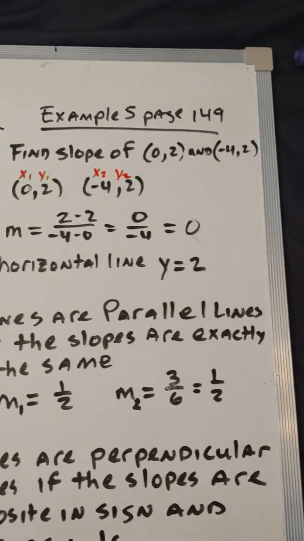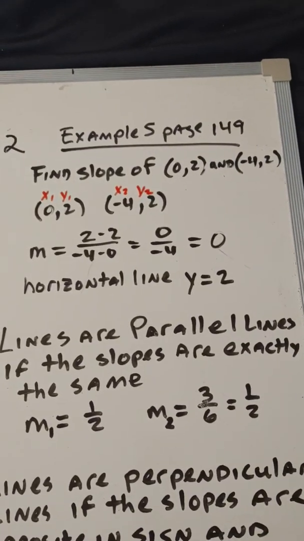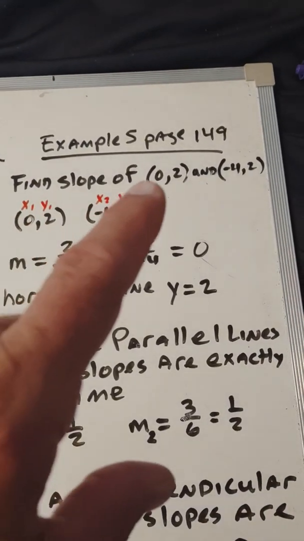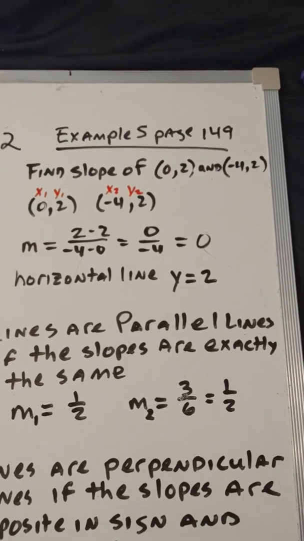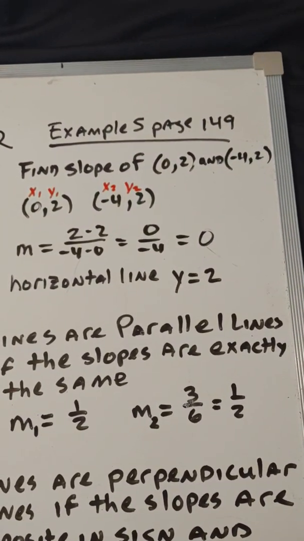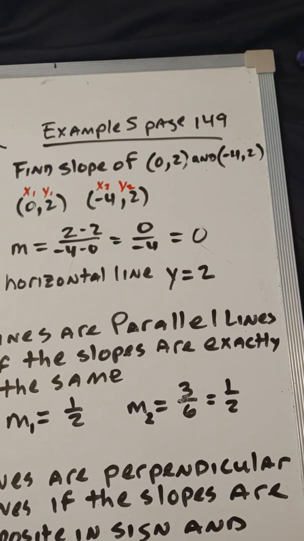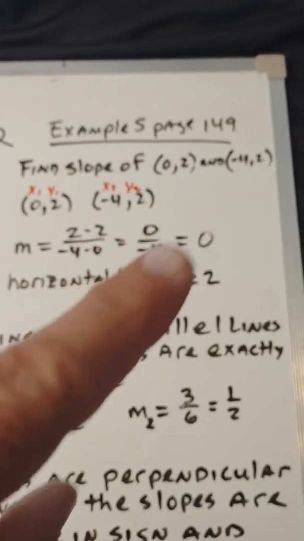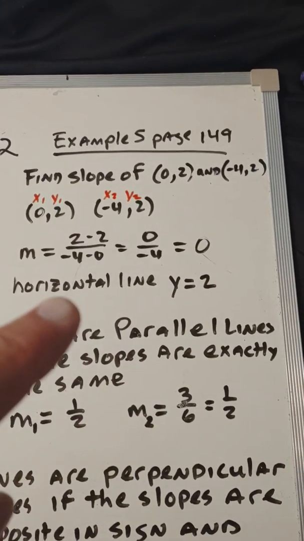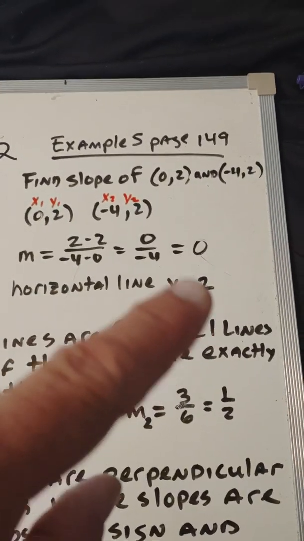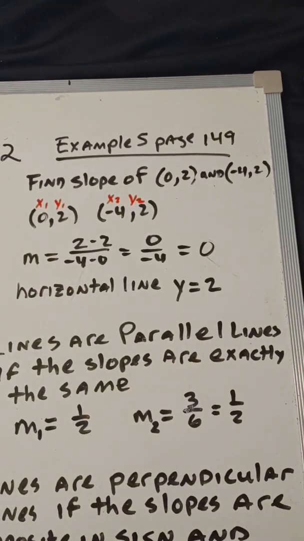Same thing holds true for example 5, page 149. It says find the slope of 0, 2 and negative 4, 2. In this example, notice that the y's are the same. Same thing holds true. When the y's are the same, this is a zero slope. And it's a horizontal line going through y equals that number.